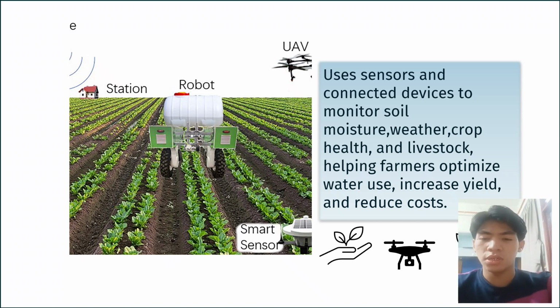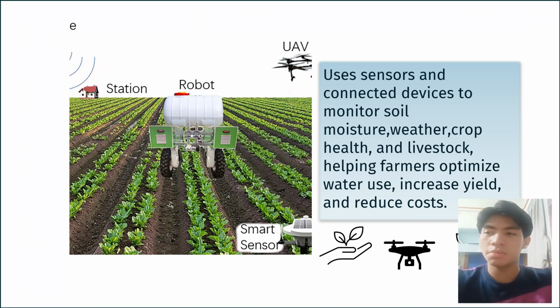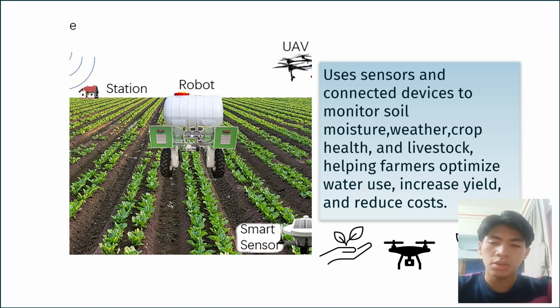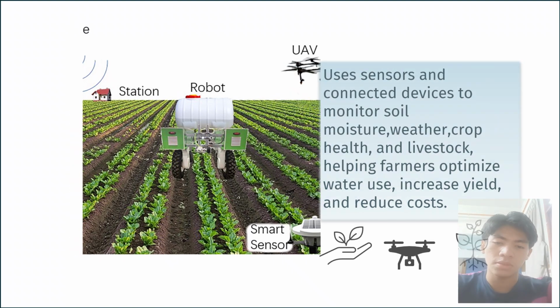Okay, so today I will talk about examples of IoT. So first is IoT in agriculture. Use sensors and connected devices to monitor soil, moisture, weather, crop health and livestock, helping farmers optimize water use, increase yield and reduce costs.